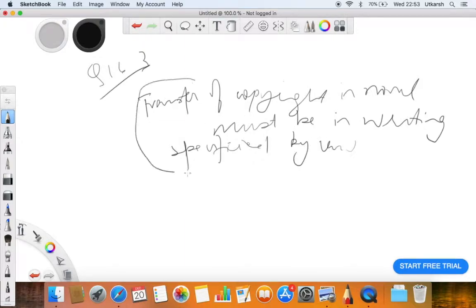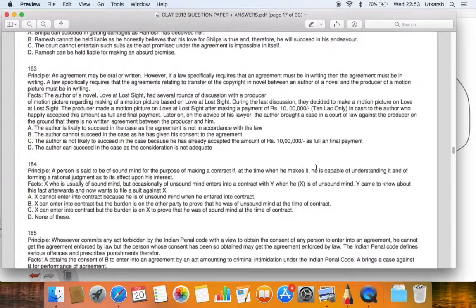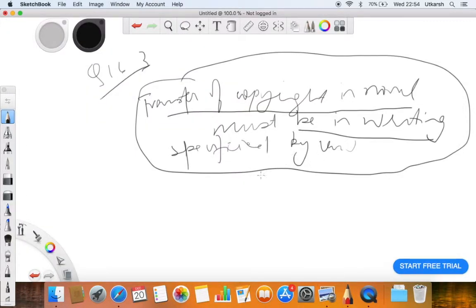So this is your test, right? This is your test, that if it's a transfer of copyright material, then it must be in writing. Otherwise, it's not an agreement, right? This is an agreement, has to be in writing. Actually, it depends on the law, but let us just assume that it has to be in writing for this minute. I think that's sufficient.